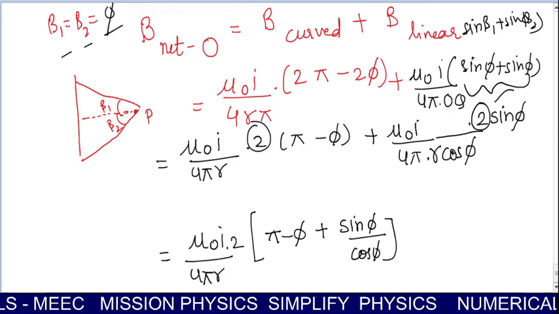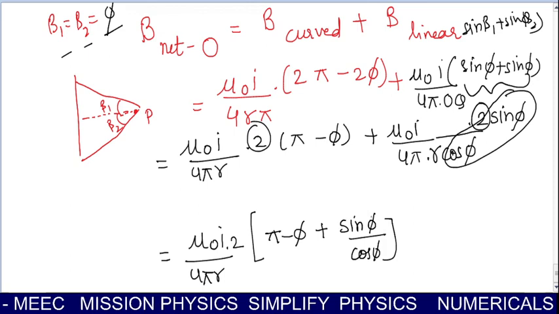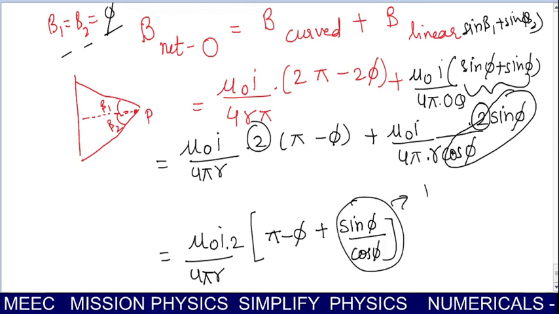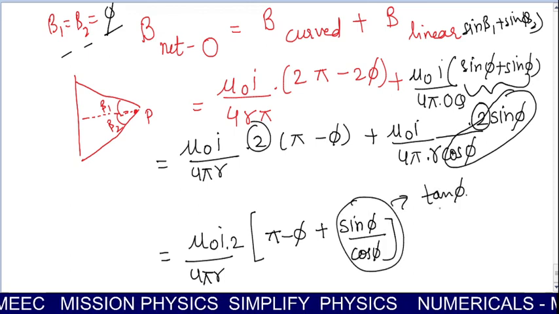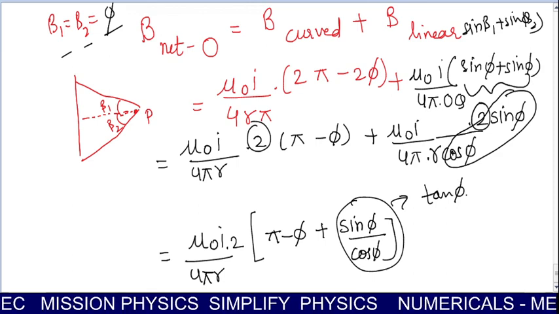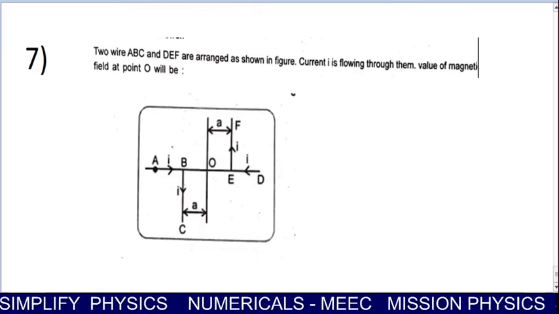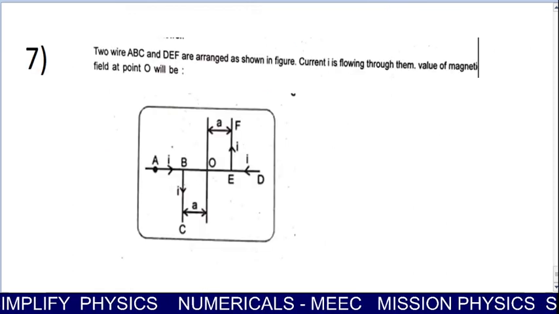Check this. This sin phi upon cos phi will be giving us combinedly tan phi. So you can choose the correct option if this question is given in the form of MCQs. Check next question number 7.